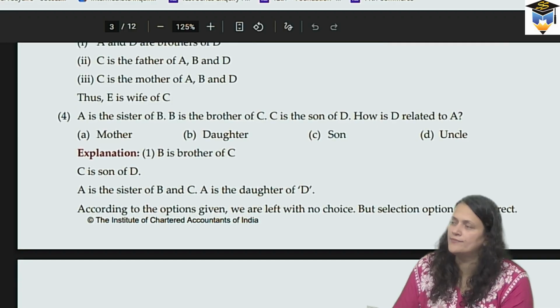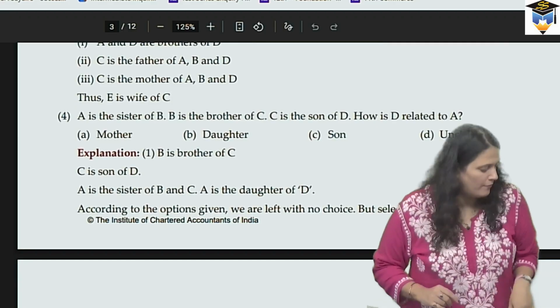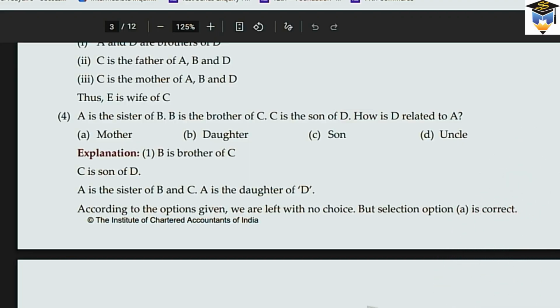Okay, now the fourth one. I want to see everyone's diagram of the fourth one. Let me see how you do it.